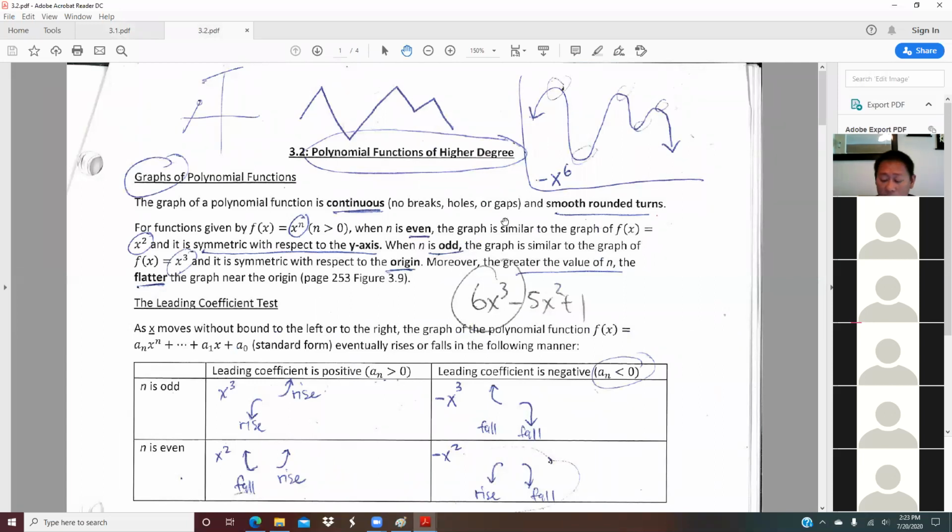Before we do this polynomials, I want to take attendance. So go ahead and type in present. I'm taking attendance right now. So go ahead and type in present.